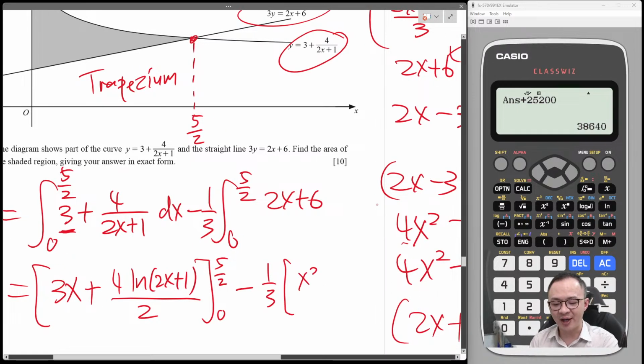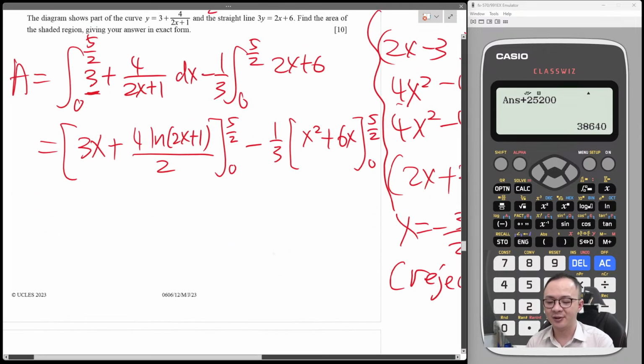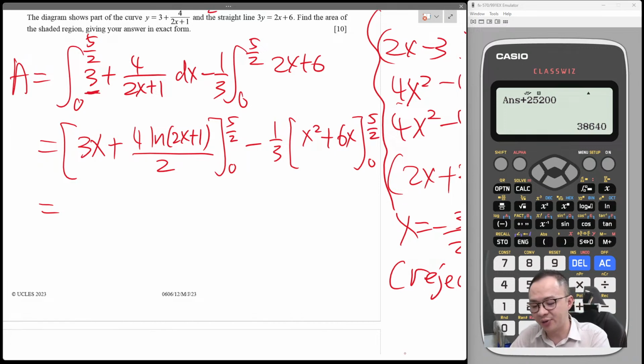Integrate 2x, give me x squared. Integrate 6, give me 6x. So 0 to 5 over 2. Alright, yeah, we kind of need to do some substitution. Luckily, sub in the 0, we get 0. So we only need to sub in 5 over 2. Sub in 5 over 2 into there, I should get 15 over 2.